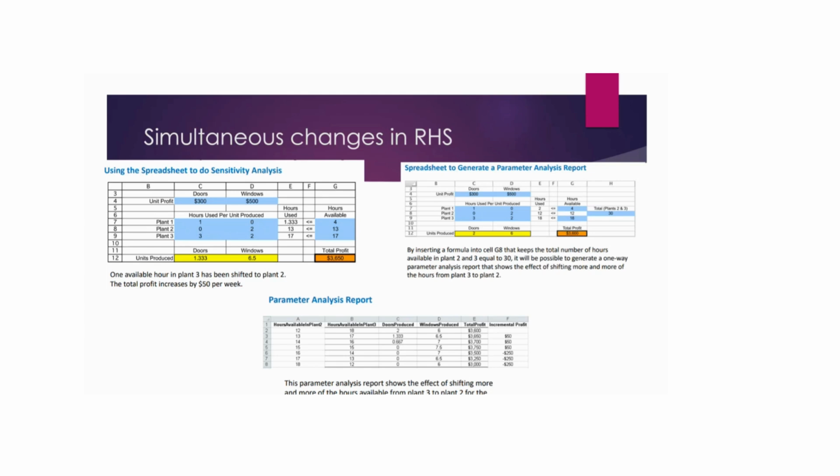Now let's look at the other spreadsheet. So what's being shown here? We have the original hours available of 4, 12, and 18 before the change. So we have 3,600 here.